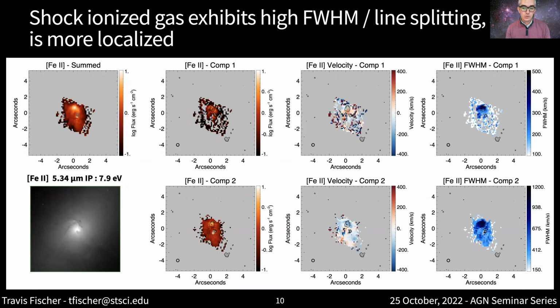And then this is the iron 2 measurements. Iron 2 has an ionization potential of 7.9 eV, so it's really easy to produce. What we typically associate this emission line with is shocks that are occurring, and not necessarily an AGN ionization source. We can see that the brightest part of the iron 2 emission, in the flux map for component 1 and component 2, is co-located with where the radio knot is. So the structure in this location is exhibiting the largest amount of shocks.